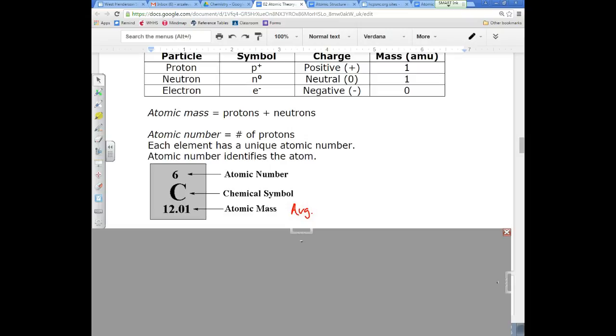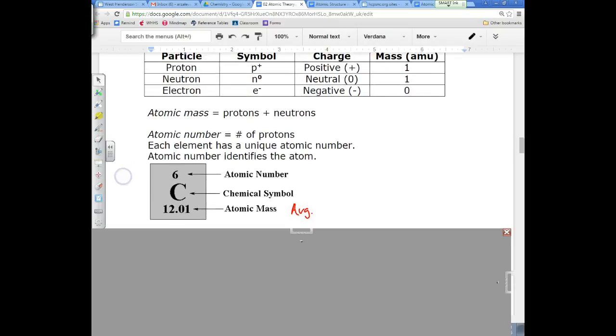But you would not find a particular atom that has a mass of 12.01. It might be 12, it might be 13, it might be 14. They're going to occur in whole numbers. And that number is in red on your periodic table. If you're not able to see the periodic table, that's why you have your own copy. So go ahead and you can have that out as we're working with these.